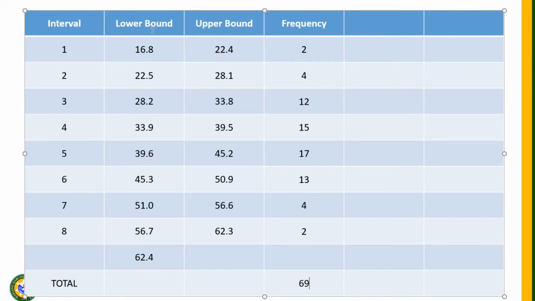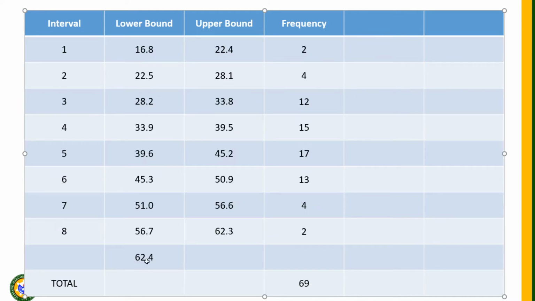Nandito na. From 16.8 to 22.4, I have 2. From 22.5 to 28.1, I have 4. From 28.2 to 33.8, I have 12. From 33.9 to 39.5, I have 15, and so on. If we take a look at the last row, the total should be equal to 69, right? Because we have 69 total number of observations. Okay, let us go to the next column.